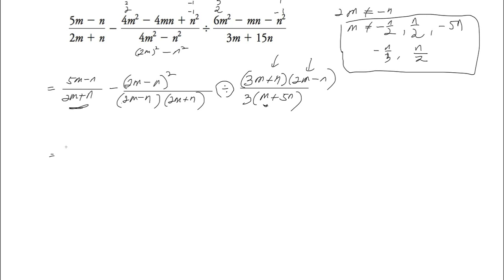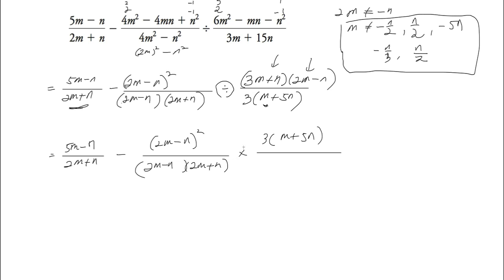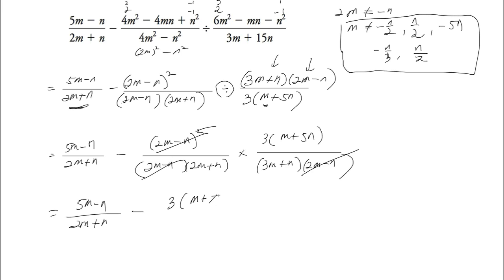Okay, now let's see. We first have to take care of this division. Let's flip it upside down by turning it into multiplication. Okay, so that gets reduced. And anything else that gets reduced? Well, this, one more with this. Okay, so we have a 5m minus n, 2m plus n. On the top we have 3 times m plus 5n. At the bottom we have 2m plus n, 3m plus n.